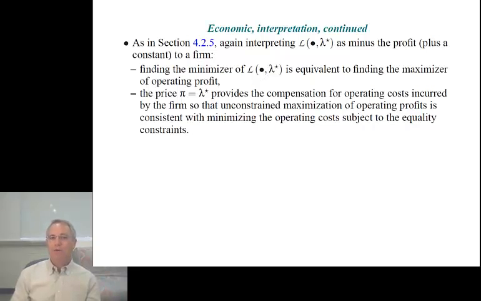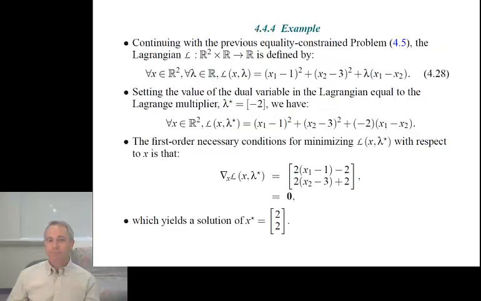And yet again, if we set the price equal to lambda star, we will set up compensation for the operating costs incurred by the firm so that the unconstrained minimization of the operating profits is consistent with minimizing the operating costs subject to the equality constraints. In this case, since we might have multiple constraints, we're going to have prices for multiple commodities. Let's see an example.